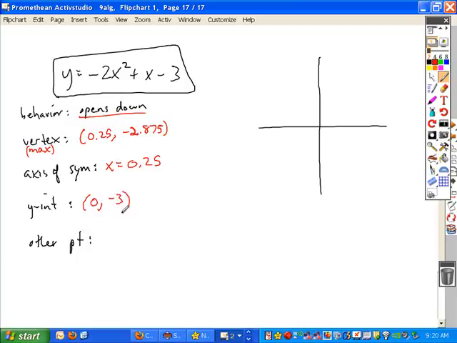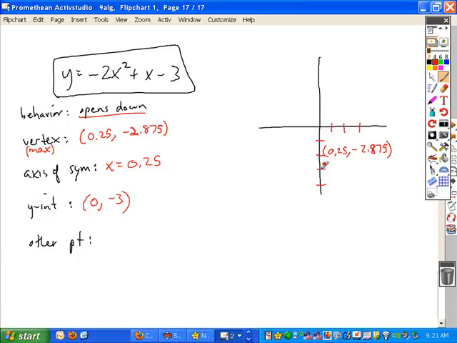And so from here I can plot all these things. So if my graph, okay, it's almost a quarter of the way past 0, almost to 3. Okay, I know it's opening down, so I'm going to label this point above. So 0.25 and negative 2.875. So here is the coordinate of my vertex.